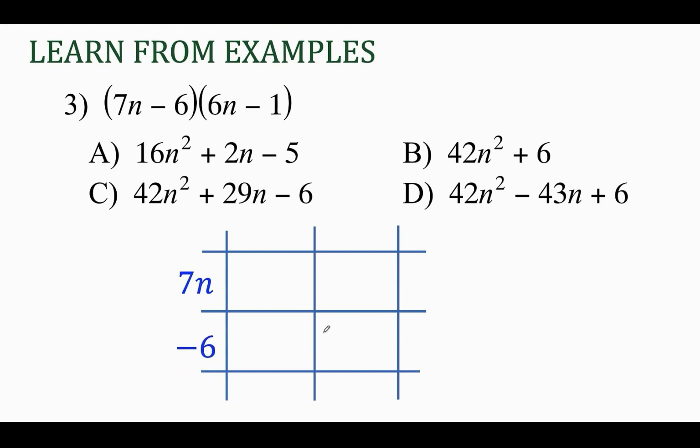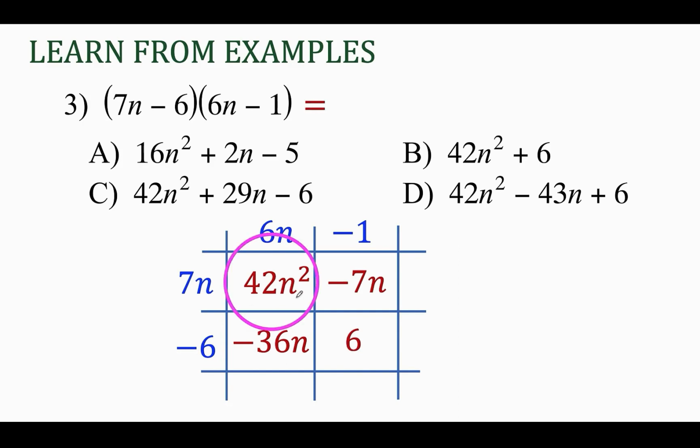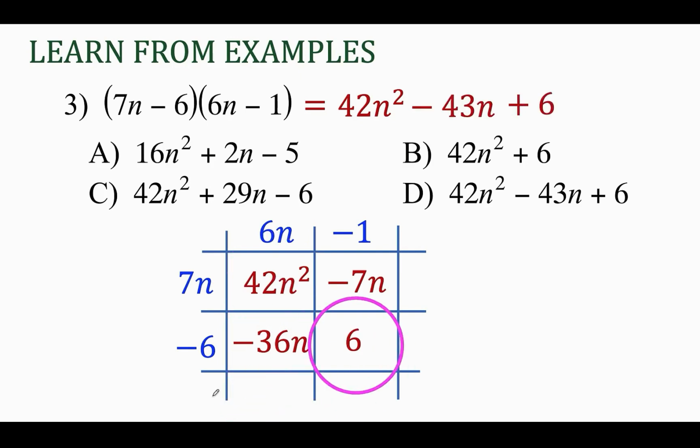So again, perform the multiplication using this table. 7n times 6n is 42n squared. 7n times negative 1 is negative 7n. Negative 6 times 6n is negative 36n. And negative 6 times another negative 1 is positive 6. Final answer, copy 42n squared. Then combine these like terms to negative 43n and copy 6. And we now have our answer, which is letter D.